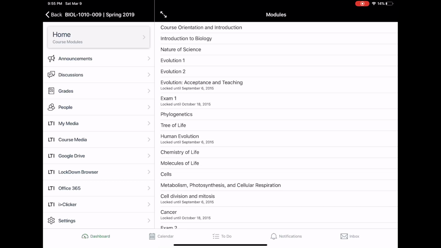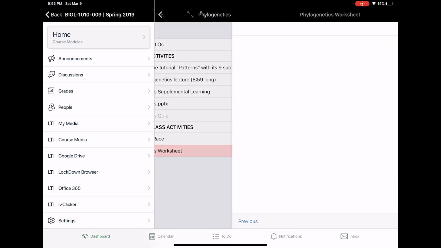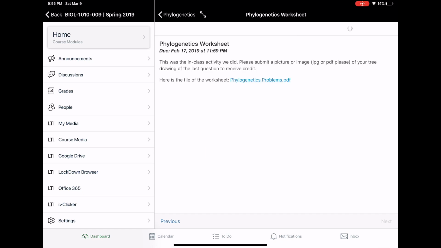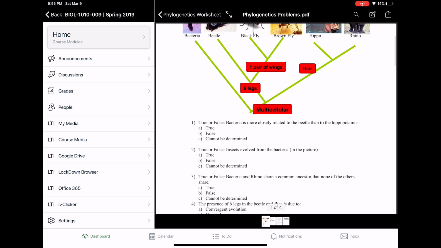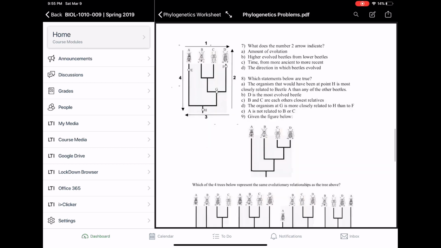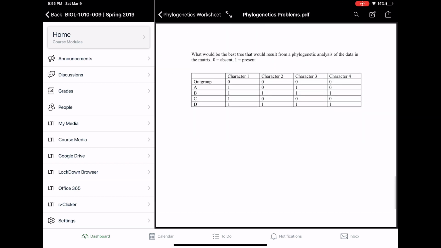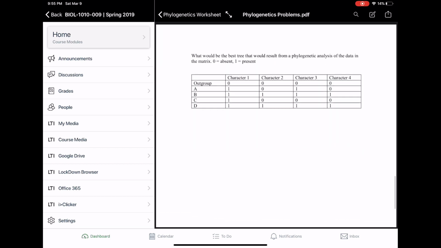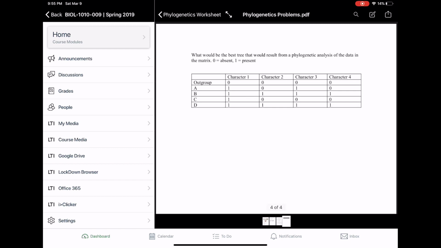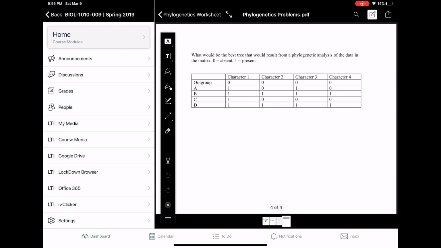Hey guys, so I wanted to explain in detail how to draw a phylogenetics tree for those who still have difficulty doing this, and I'm going to use the one assignment that you were asked to do. So you were given a matrix, right? And you have to draw a tree from this matrix. So it is very simple.